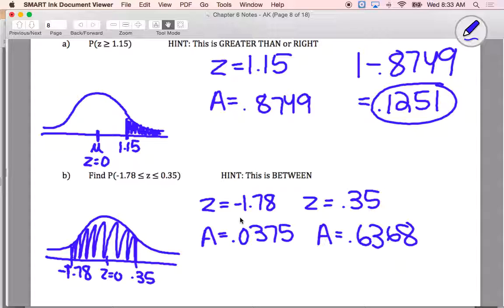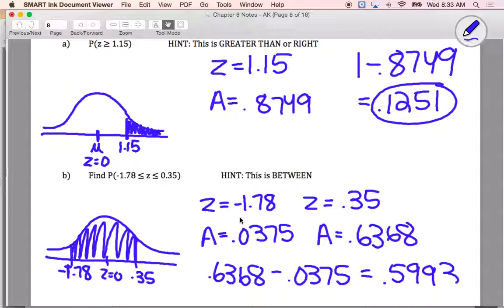Now the last thing you do is subtract. Do not do the z values. Never change your z values. Subtract your area values. Biggest minus smallest. So I subtract those two, and I should have 0.5993.